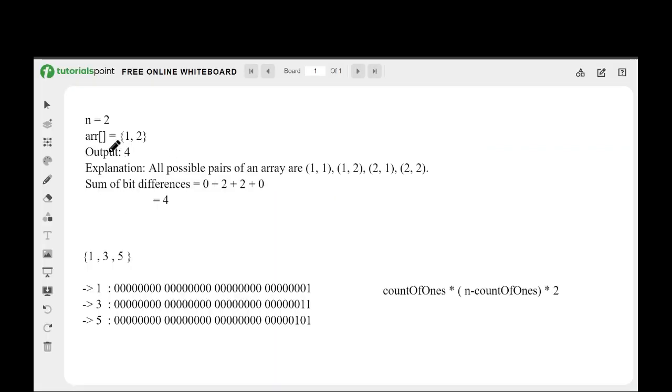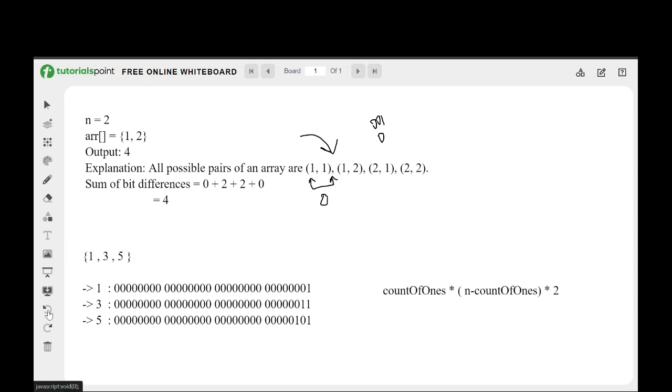So let us go through one of the examples that we have, that is 1 and 2. The array has 1 comma 2 as input. So what are the possible pairs that are generated? That is 1 comma 1, 1 comma 2, 2 comma 1 and 2 comma 2. If we see 1 comma 1, the first pair, how many bits are different? Since both the numbers are the same, it will have zero difference, because 0 0 1 is the representation of 1. So we'll get 0 over here.